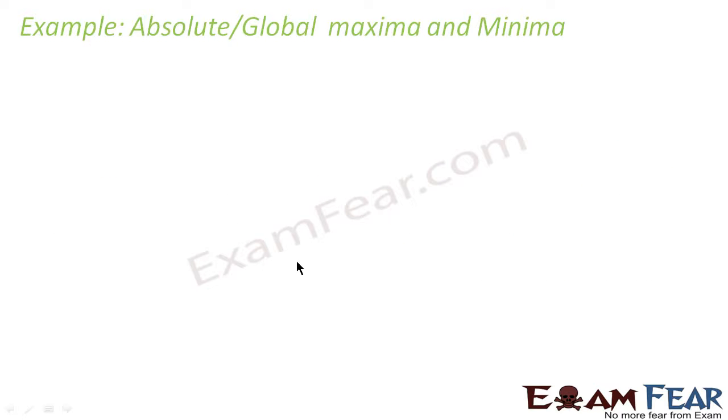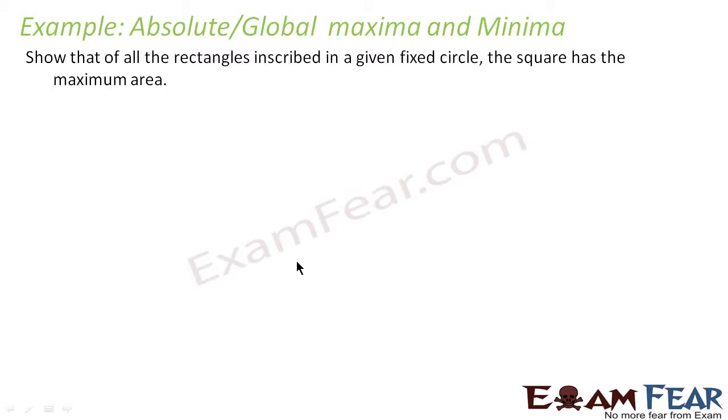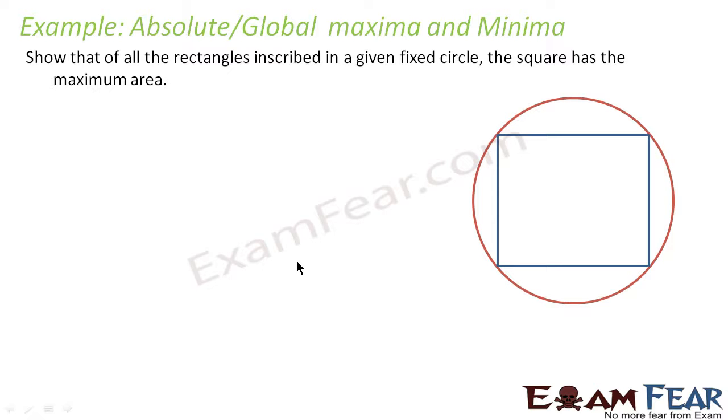One more example. We have to show that the rectangle inscribed in a given fixed circle has maximum area. So we have this circle, and inside this circle we have this rectangle. The question says that the rectangle inscribed in the circle which has maximum area has to be a square. That is, both the sides will be equal. That is what the question says, and that is what we have to prove.